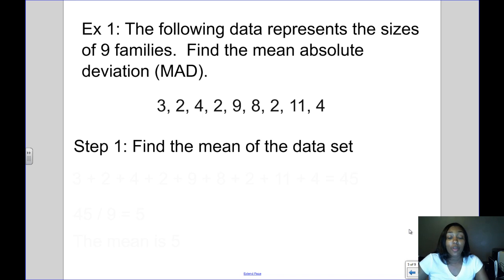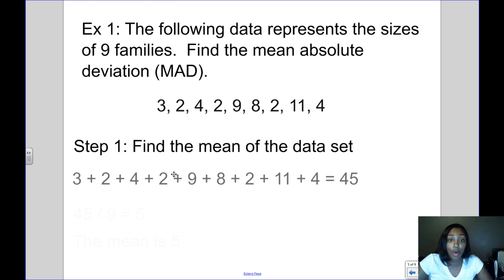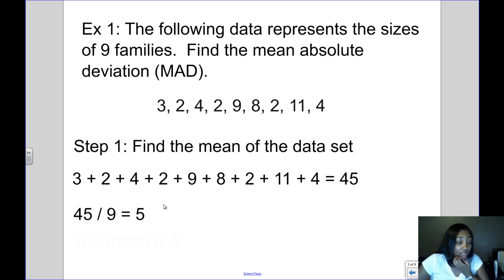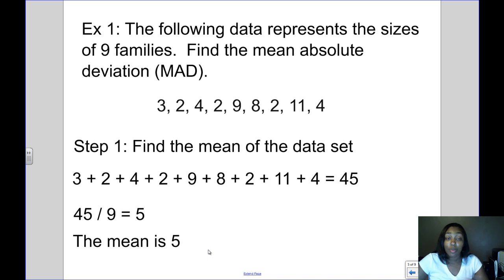So our first step is we want to find the mean of the data set. Of course, to find the mean, first we're going to add up all of the numbers in our data set. Then we're going to divide that by the number of numbers, and since it's 9 families, we know that would be 9 pieces of data. So we're going to do 45 divided by 9 and get 5. So that means the mean, or the average size of these families, would be 5.